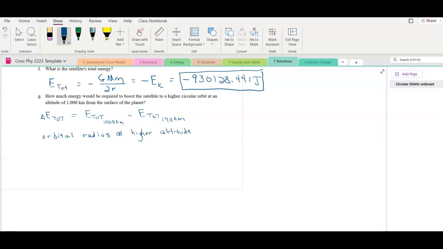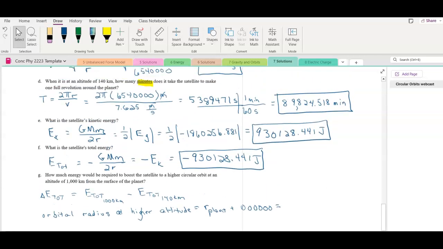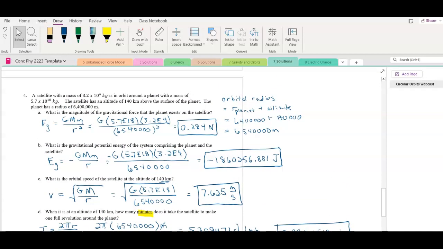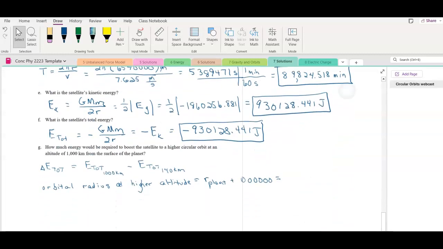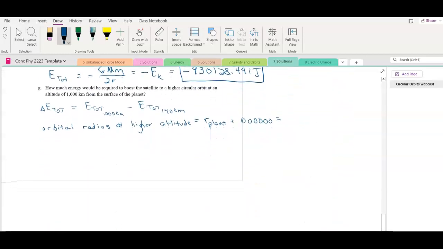And so that would be the radius of the planet plus 1,000 kilometers. So let's see, the radius of the planet was 6,400,000. And now I'm adding 1,000 kilometers, which is 1,000,000 meters. And so now the orbital radius will be 7,400,000 meters.